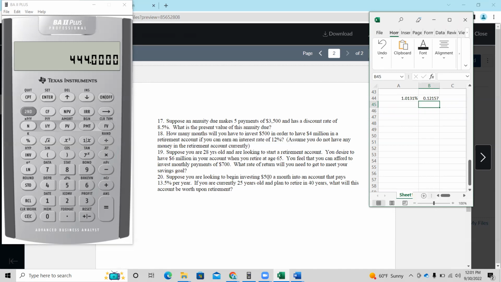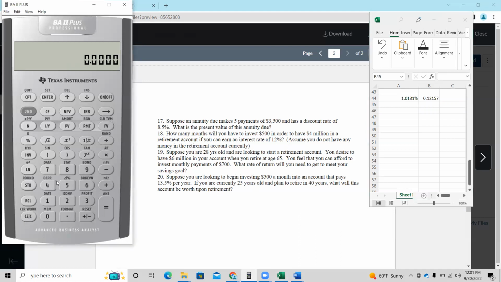Suppose you're looking to begin investing $500 a month into an account that pays 13.5% per year. You're currently 25 years old and you plan to retire in 40 years when you're 65. What will this account be worth upon your retirement? Again, what are we solving for? Got to solve for the future value. How frequently will interest compound? It's going to compound monthly. And my outflows are going to be the monthly investment. My inflows are going to be this future value of the retirement account.